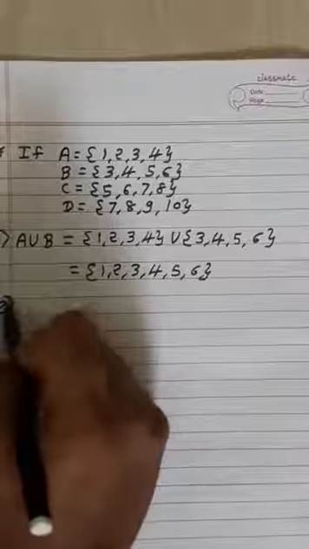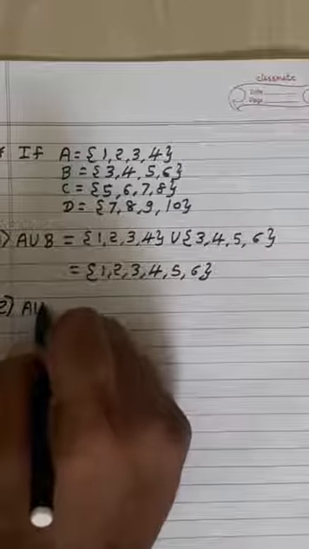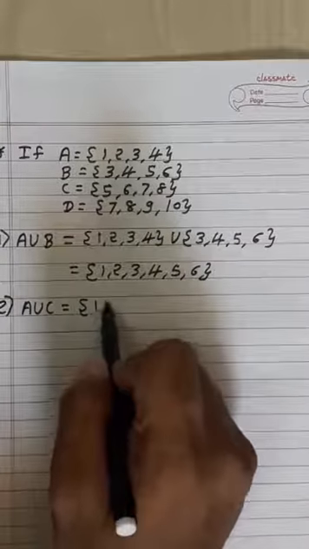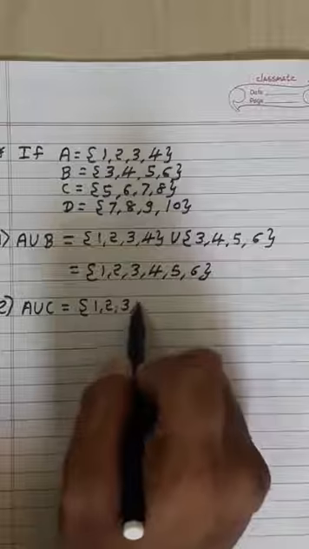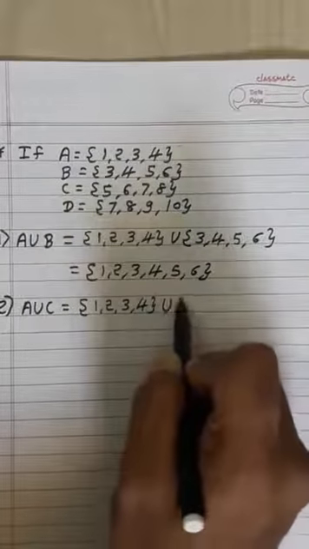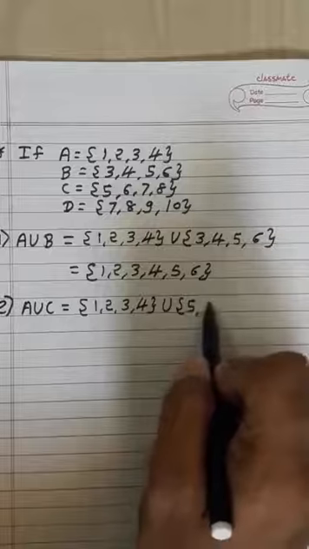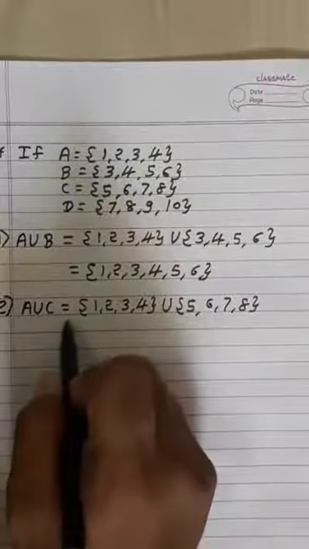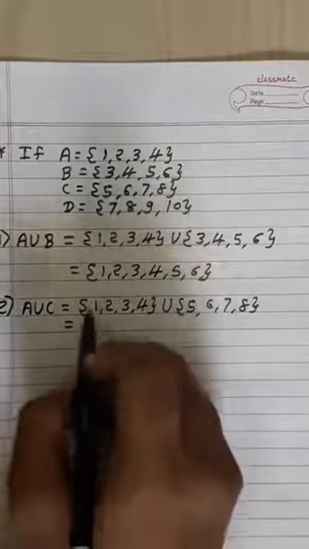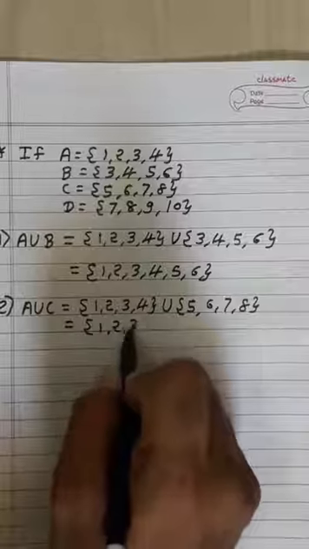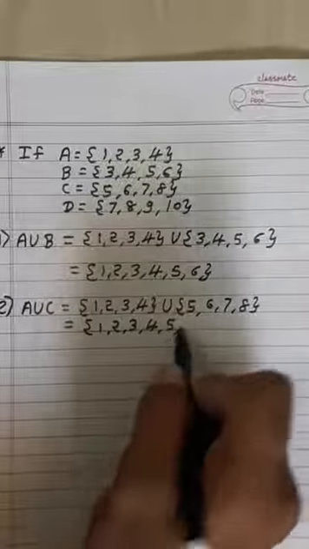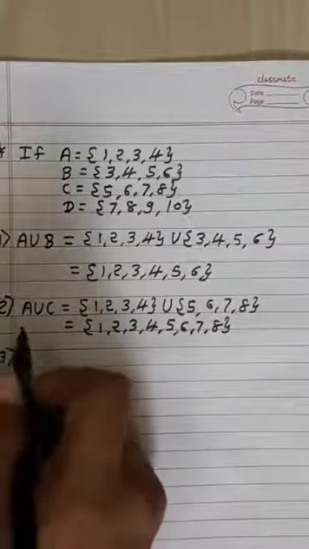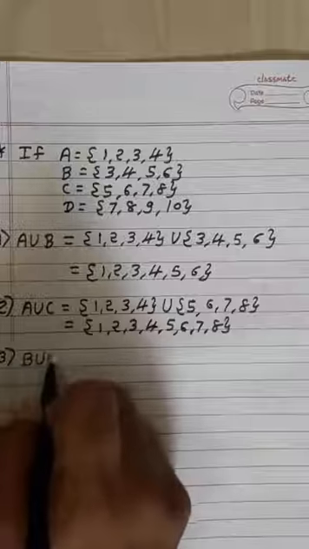Now second condition, A union C. A union C, that means all the elements of set A, that means 1, 2, 3, 4 union all the elements of set C, that means 5, 6, 7, 8. So A union C is 1, 2, 3, 4, 5, 6, 7 and 8.